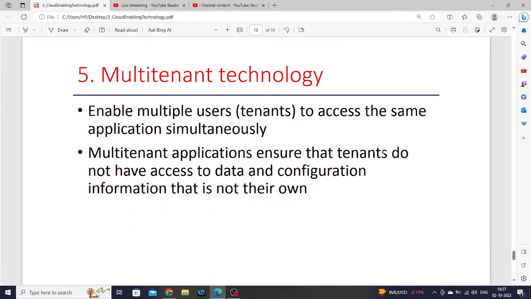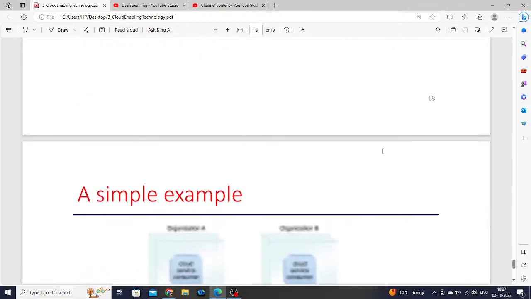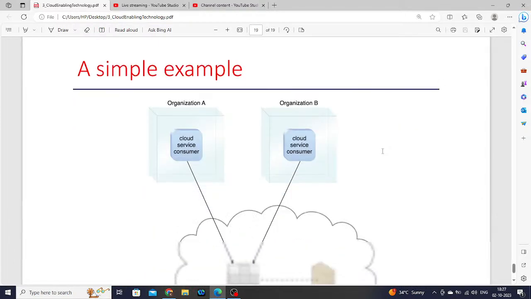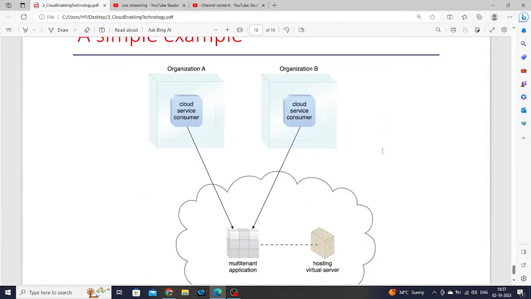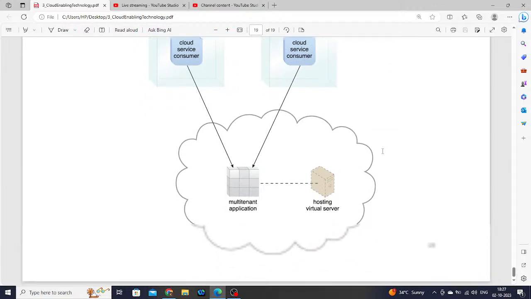Multi-tenant technologies enable multiple users, or tenants, to access the same application simultaneously, and a multi-tenant application ensures that tenants do not have access to data and configuration information that is not their own. Okay, and a simple example is organization A and organization B, which are cloud service consumers, the multi-tenant application, and the hosting virtual server.